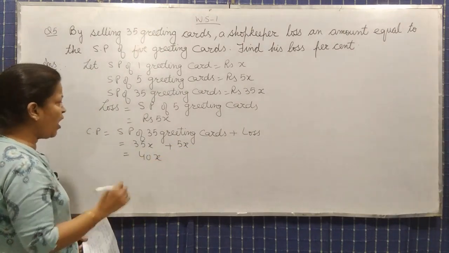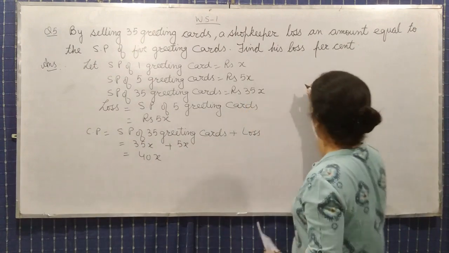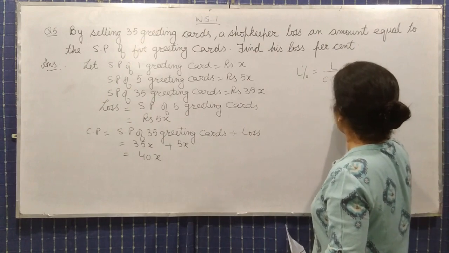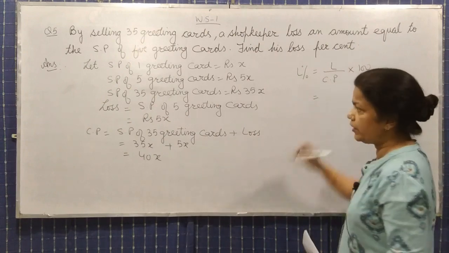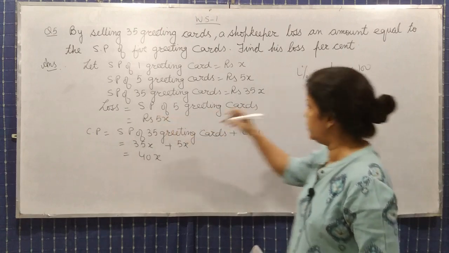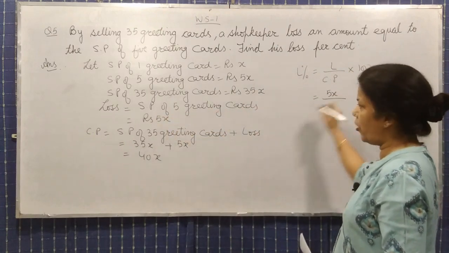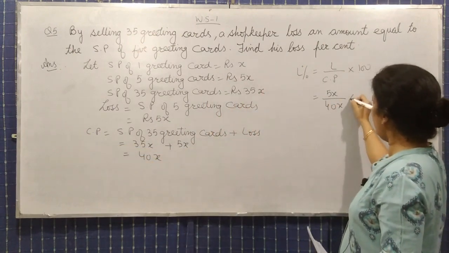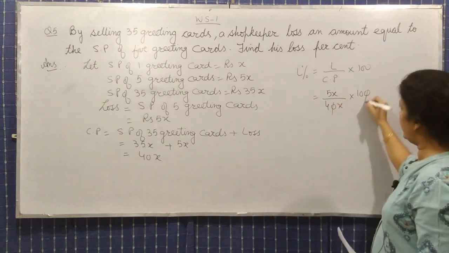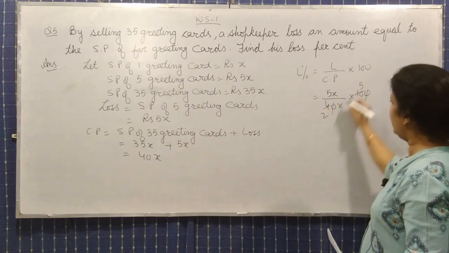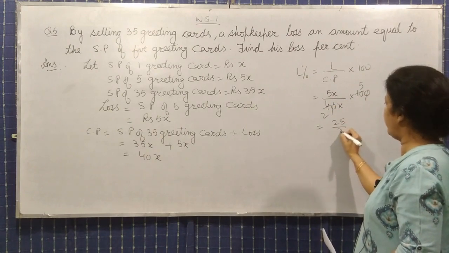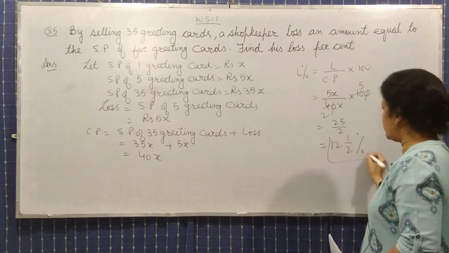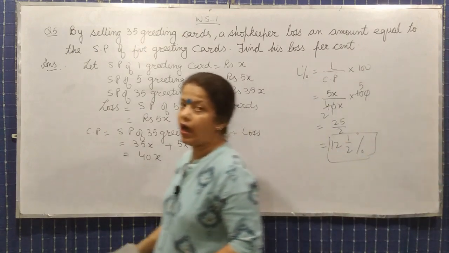Now to find the loss percent, what is the formula? Loss percent is loss upon CP multiplied by 100. So what is loss here? Loss is 5x, upon CP. What is CP? 40x, into 100. Now you solve it, then you will get the answer. So it will come as 25 by 2. So 12 1 by 2%. So 12 1 by 2% is the answer.